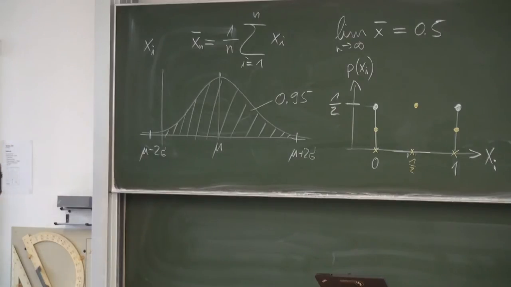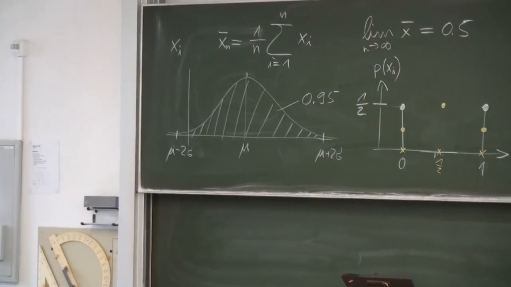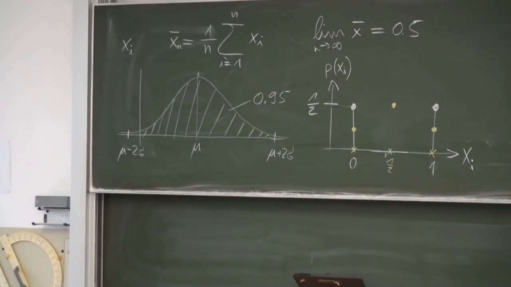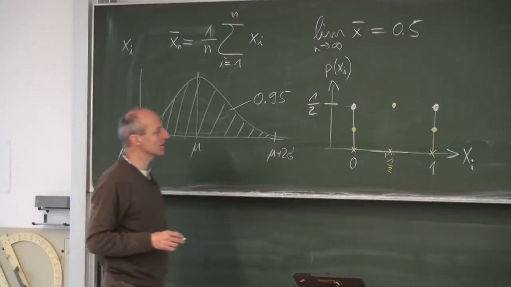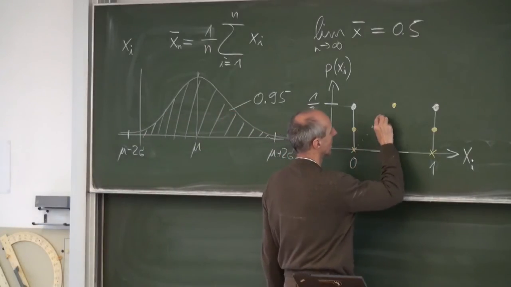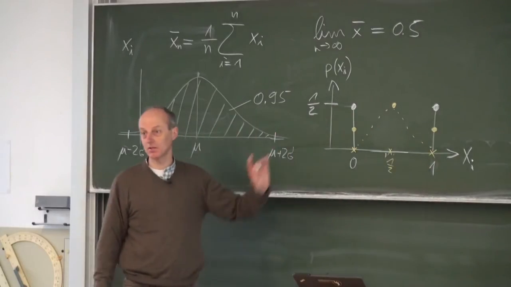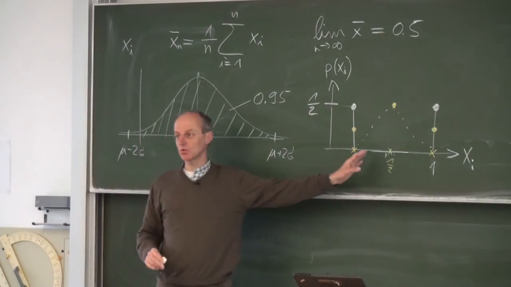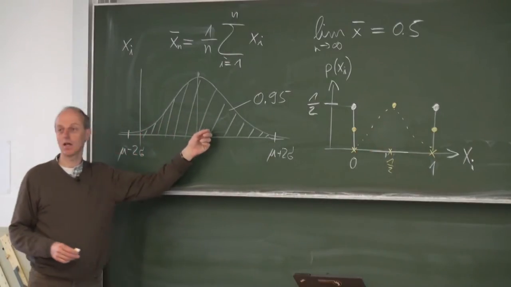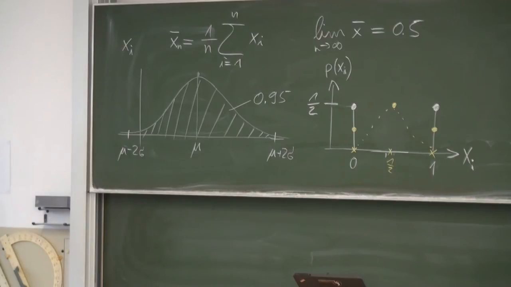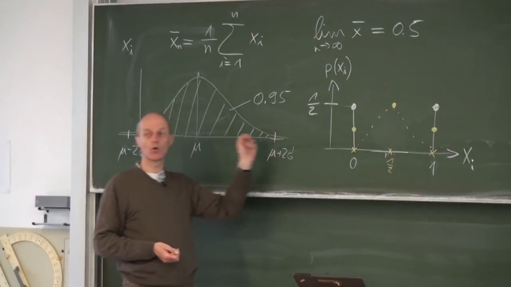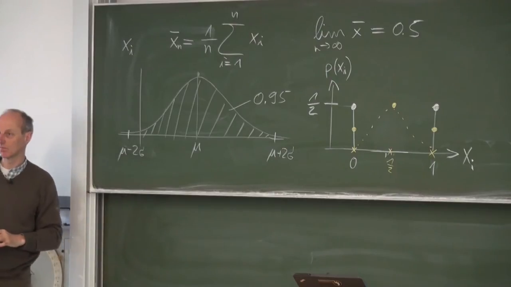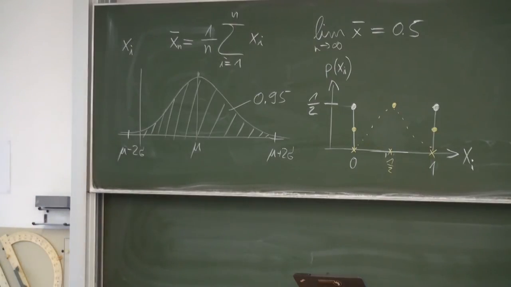Now we can continue, but I don't do this. If our n becomes larger, let's say n equals 3, 4, 5, maybe 10, then you get something which looks about like this. And this still is a discrete distribution, but it looks like this guy here. And for n towards infinity, this distribution converges to a normal distribution. And that's what our central limit theorem tells us.